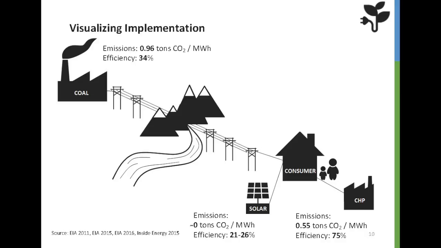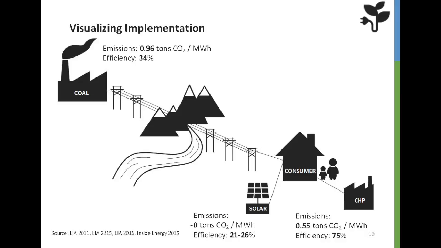We can compare this to the bottom right-hand corner, where we see clean, distributed, integrated energy production. Here we have a combined heat and power plant, where natural gas is used to produce electricity, and then heat normally lost to the environment is trapped to produce additional electricity. This means that efficiency is 75%, and emissions fit within our definition of clean.